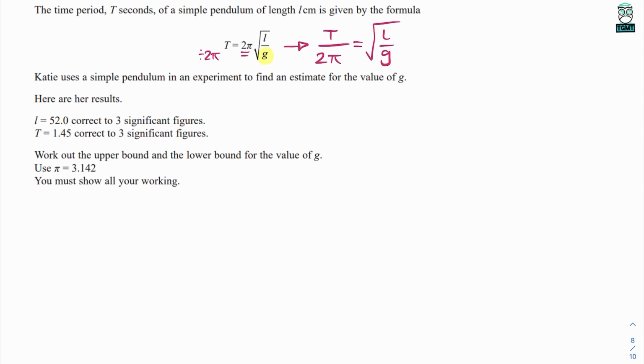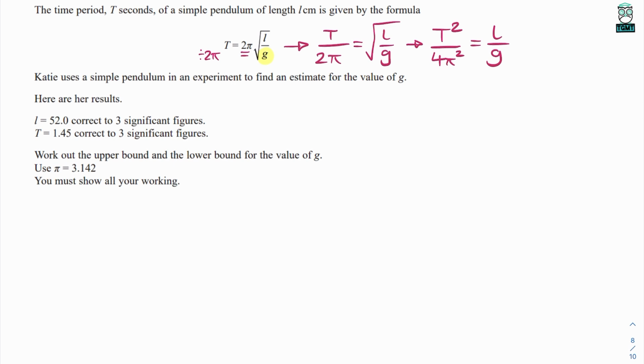To unlock that fraction, we need to square both sides. So the next step will be to square both sides. If we square t over 2 pi, well, that's t over 2 pi multiplied by t over 2 pi, you could put that in brackets squared, or we could just square the top, t squared, square the bottom, 4 pi squared. Remember, 2 pi times 2 pi would be 4 pi squared, and that's going to equal L over g.